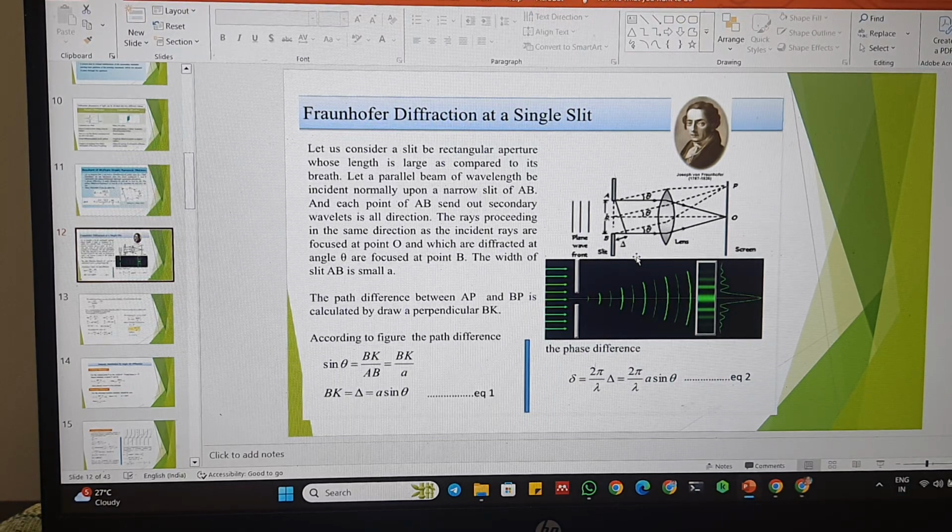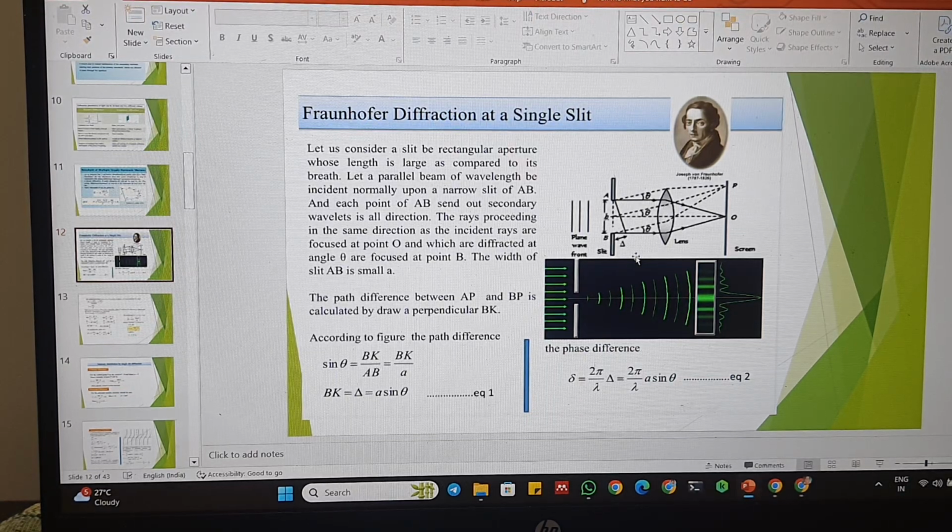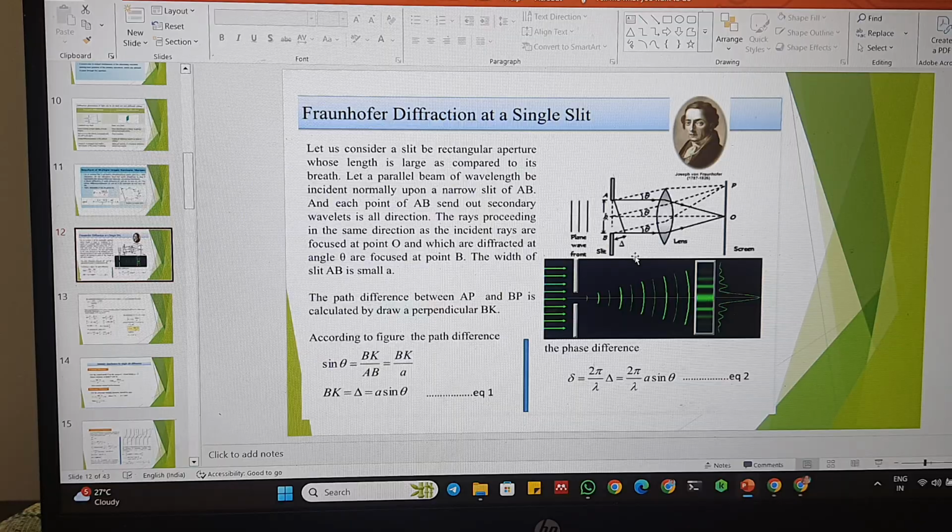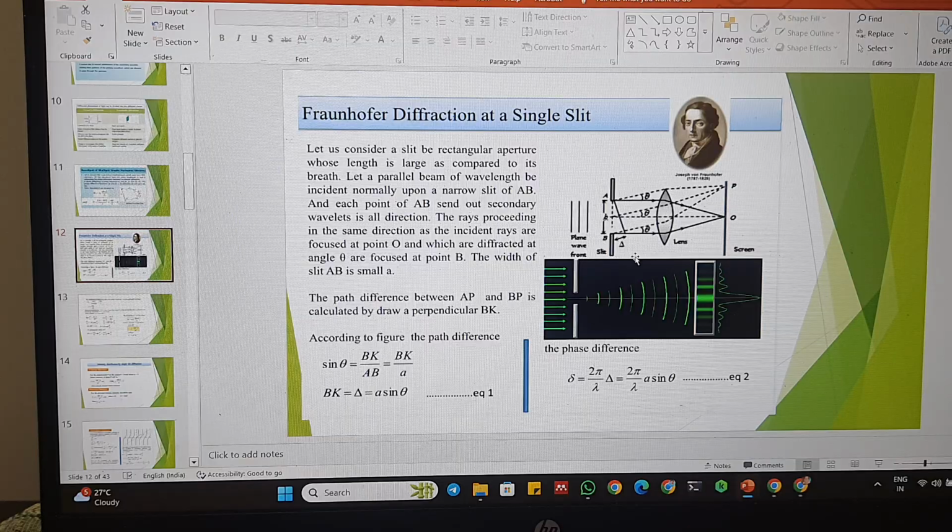Hello my dear students. Last class in part 1 we discussed the difference between interference and diffraction, and the definition of diffraction. Today in class we are going to discuss the Fraunhofer diffraction at a single slit.